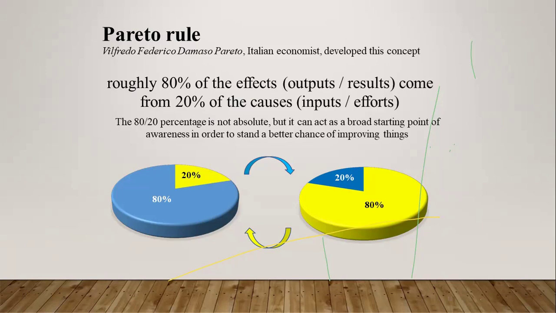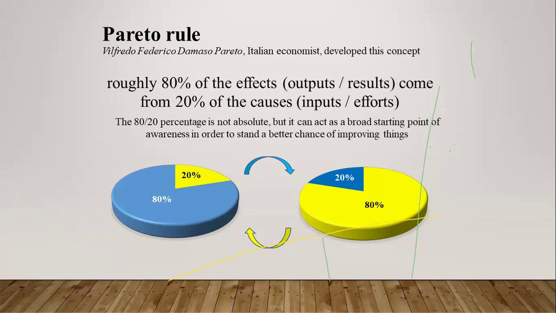So just to appreciate this statement, we see that roughly 80% of the effects, the output, the results, come from 20% of the causes. This one we already said. That means when we tackle the causes of this 20%, then the effect will be seen in the entire 80% or even the entire 100% of the challenge.